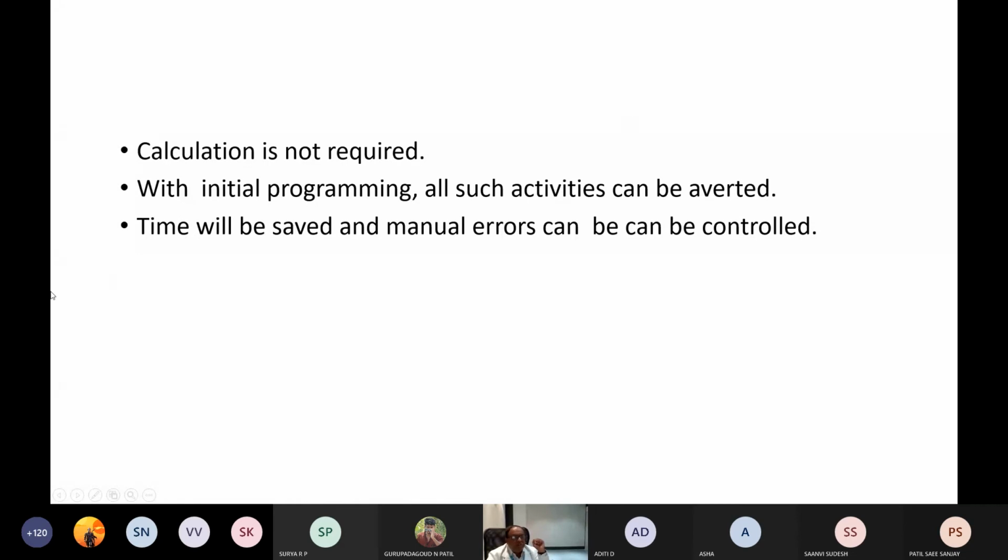By this, the time will be saved and manual errors can be controlled. This is how the measurement can be done in biochemistry, clinical biochemistry. Initially it is the colorimeter, then it is the spectrophotometer, and in the advanced stage it is the fully auto analyzers.